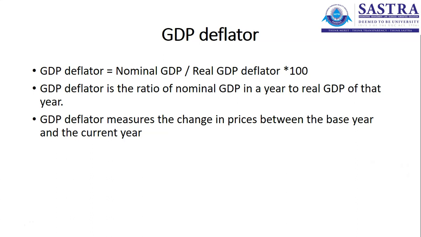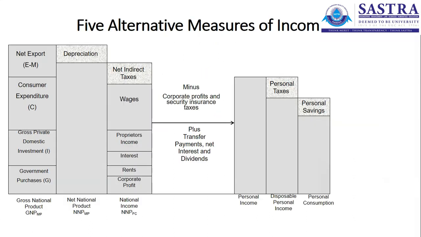The GDP deflator measures the change of price between the base year and the current year. For example, if 2012 or 2011 is the base year with a price of 100, and now the product is available in the market for 150 rupees, there is about a 50% change in the price level. The GDP is measured on that basis, and that is the GDP deflator.